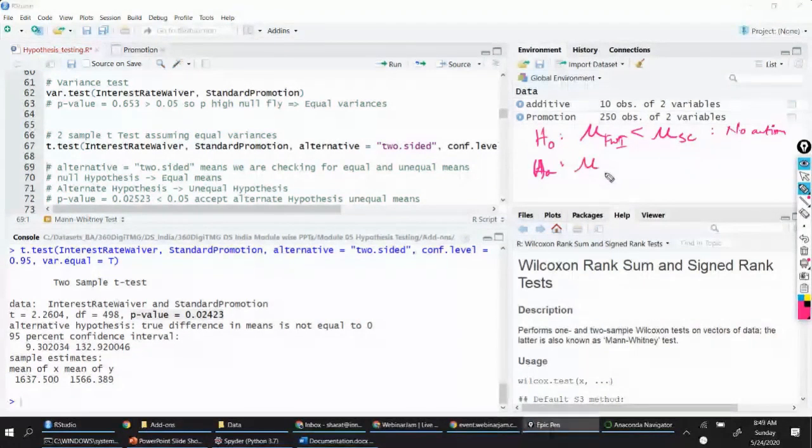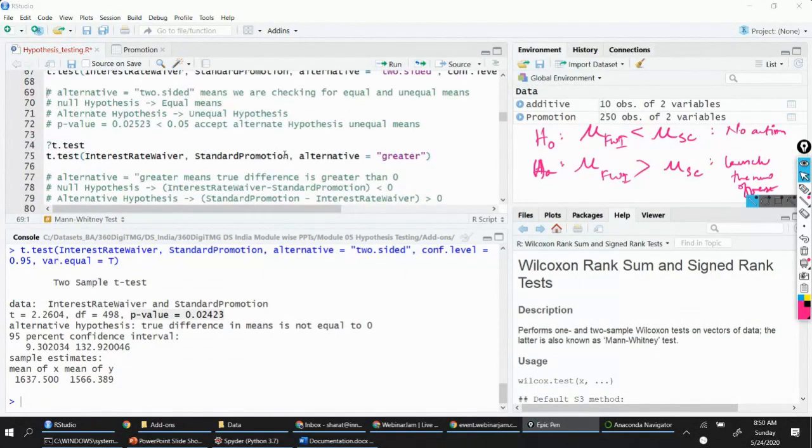And alternative hypothesis says full interest rate waiver offer average purchases is greater than standard Christmas offer. So here you are doing the action. It says launch the new offer, which is full interest rate waiver offer. So you basically will be able to take an appropriate decision to your business problems. So the only thing that we alter here is the alternate hypothesis. It's just basically saying greater than. So you are putting that sample 1 is greater than sample 2.